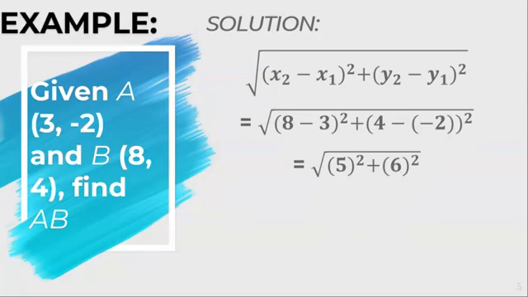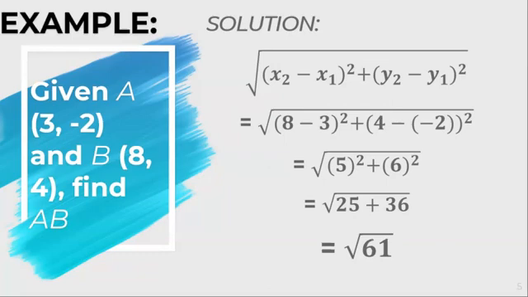After we simplify what's inside the parenthesis, we square our two terms. So the square of 5 is 25 and the square of 6 is 36. After we get the squares, we add what's inside. So square root of 25 plus 36, and it will give us an answer of square root of 61. Since 61 has no perfect square factor, this will be our final answer.